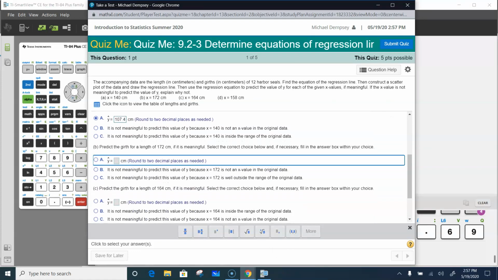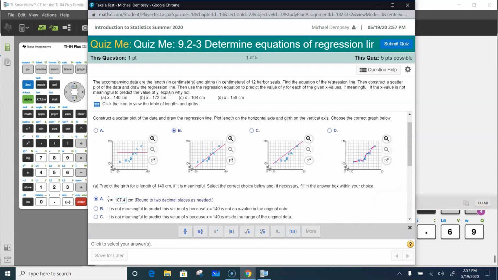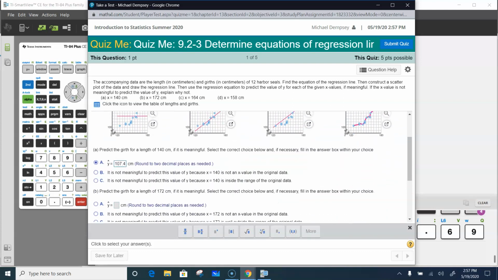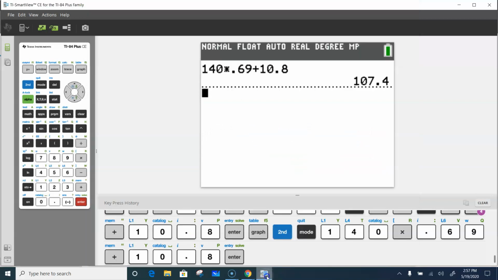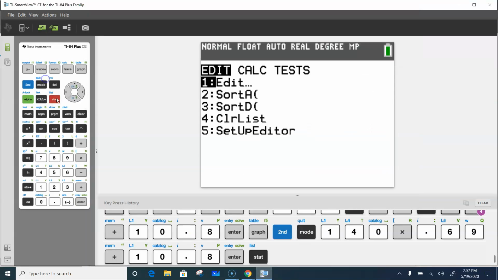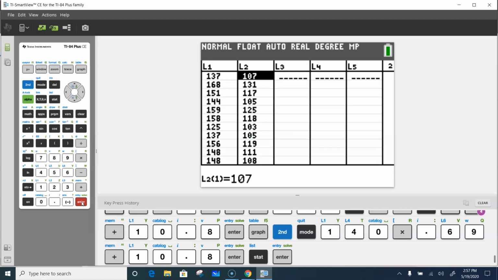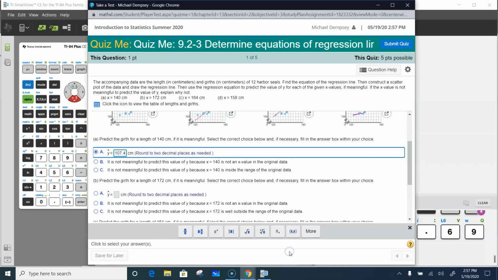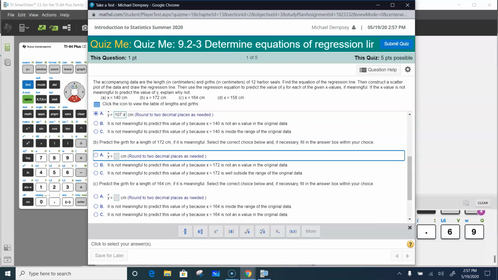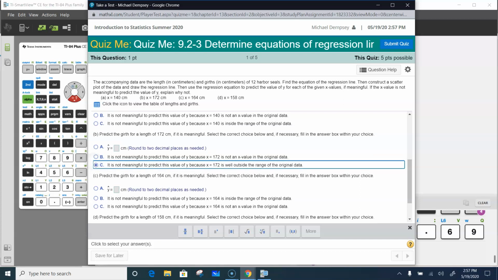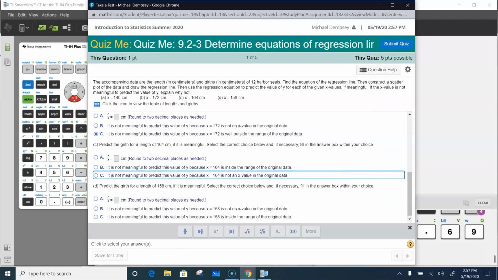Okay. Predicted girth for 172, if it's meaningful, let's just double check our original data set. Do we have a number as high as 172 in that original data set? In my X list, I see 168. I don't think so, so I'm going to go ahead and say that that one's not meaningful. Yep. It's outside the range, not because it's not an original value, but it's outside the range.